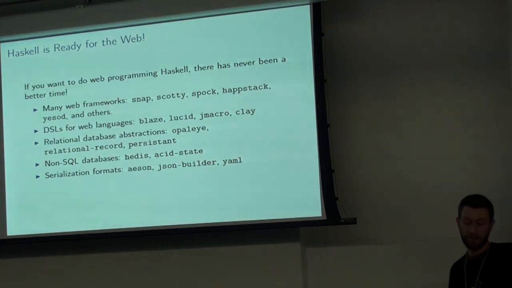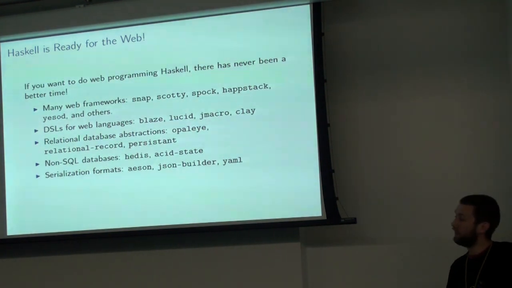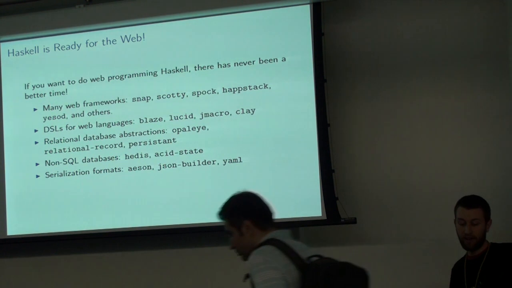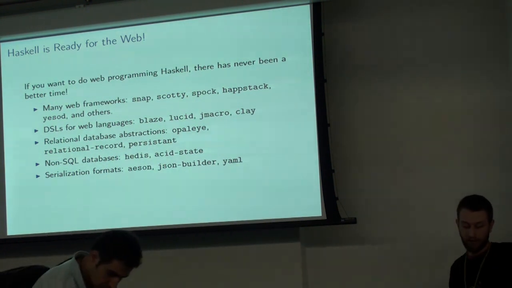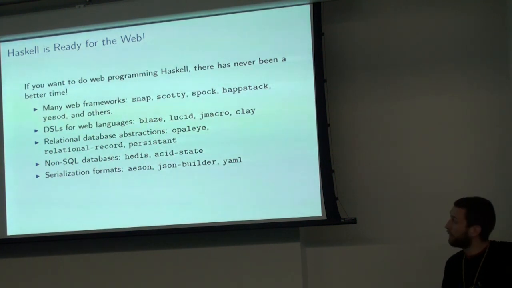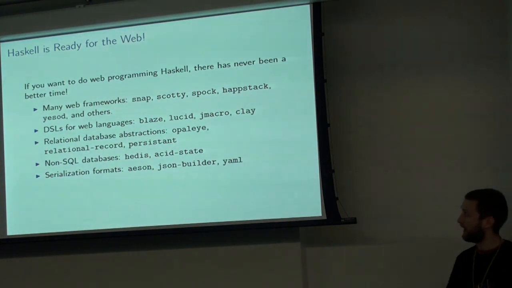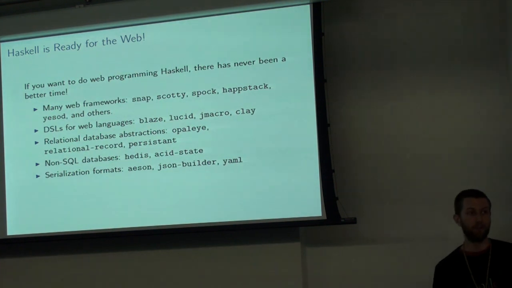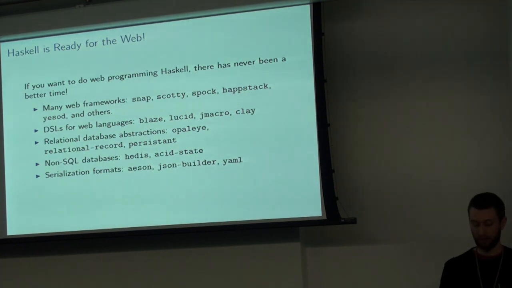And then we've also got some domain-specific languages for the languages that we use on the web. Blaze and Lucid there to generate HTML documents. JMacro is a Haskell DSL for generating JavaScript, and Clay can generate CSS. There's relational database abstractions such as Opaleye and Relational Record, which all give a nice Haskell syntax for interacting with relational databases. And there's also support for non-SQL databases like Hedis, which is for talking to Redis servers, or Acid State if you just want an in-memory database, and of course, support for serialization formats.